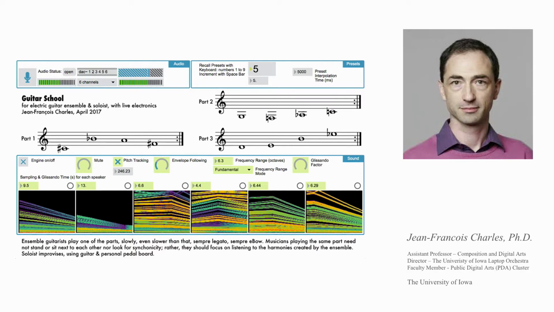So he got his PhD in music composition at Harvard and has been an assistant professor in composition and digital arts at the School of Music at the University of Iowa since August of 2016.